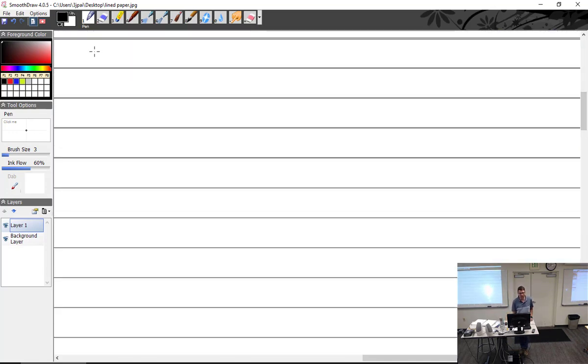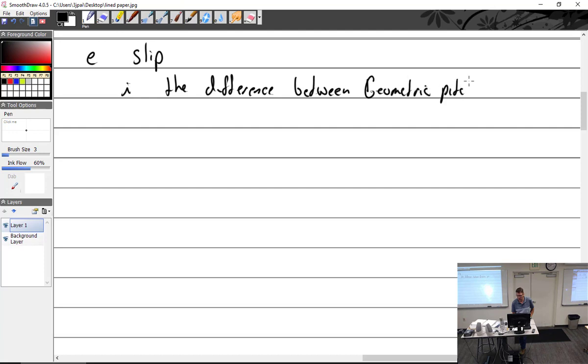All right. The difference between the two is slip. Slip, that is the difference between geometric pitch and the effective pitch. So geometric pitch minus effective pitch equals slip.